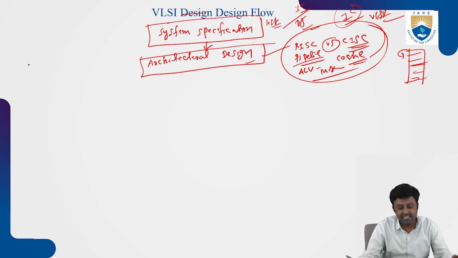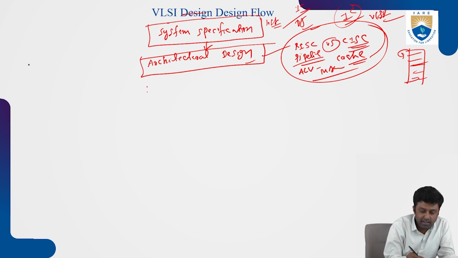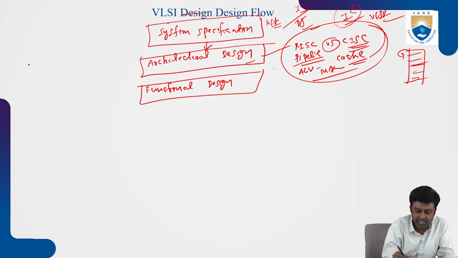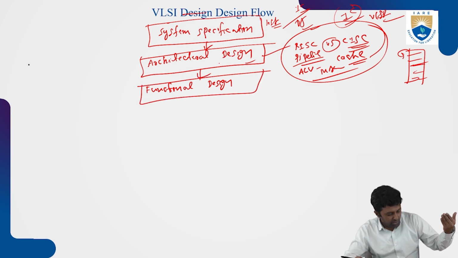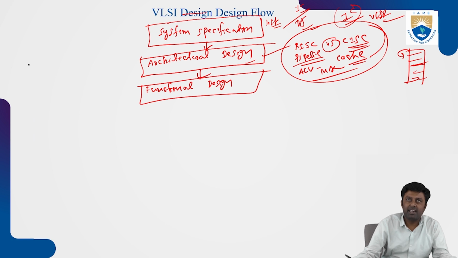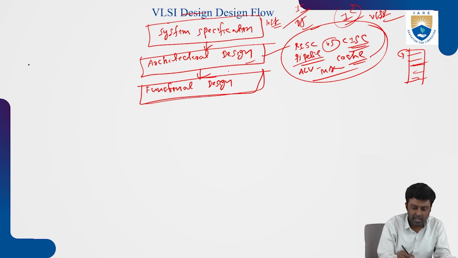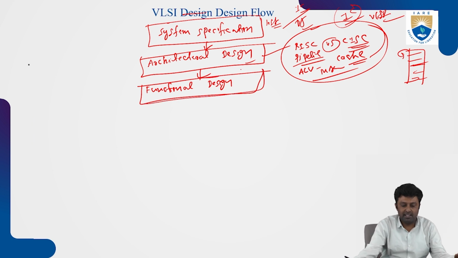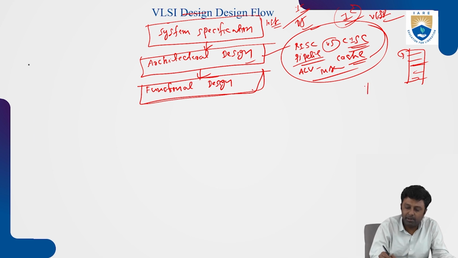Once the architectural design is done, the next step in the VLSI design flow is the functional design. Once we are done with the architectural design, we'll check what functional design means. Here we'll check the functionality of the design, whether the architecture we have designed works. The functional design will be taken care of in this step, and each time we'll be testing a particular logic.